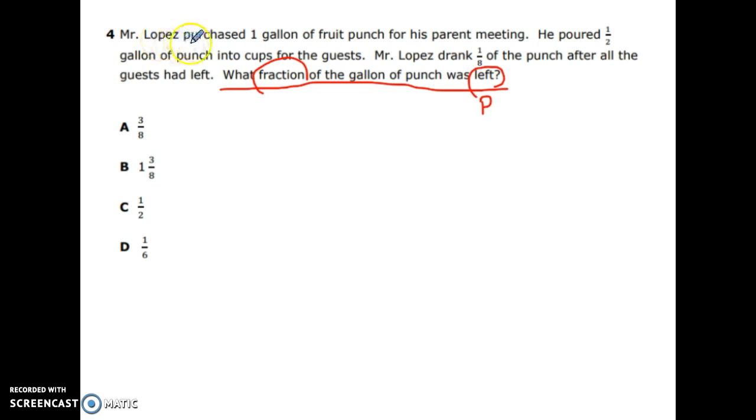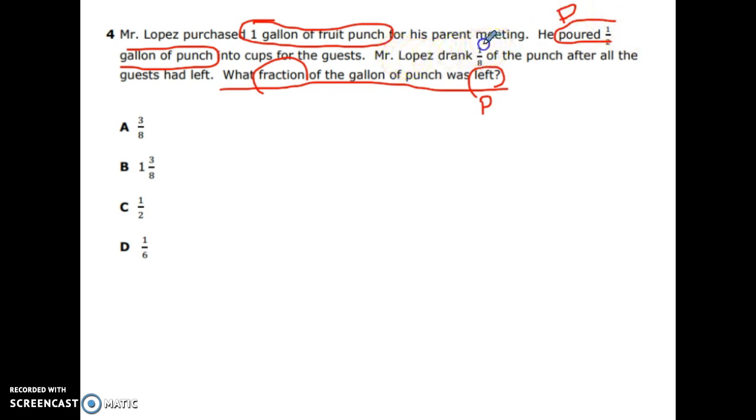So then I'm going back and I'm thinking about Mr. Lopez purchased 1 gallon of fruit punch for his meeting. 1 gallon of fruit punch. And let me think. I gotta think about if I'm getting any more punch or if this is all the punch that I start with. Well, the next sentence tells me that he poured 1/2 a gallon of punch into cups. Well, that definitely isn't more. He's not getting more, so that right there is a part.